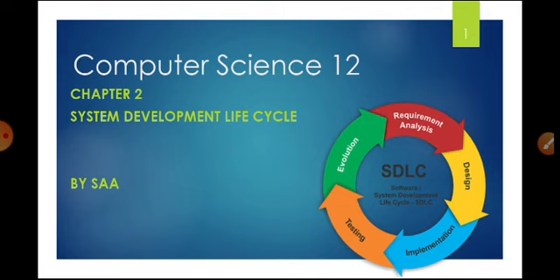Currently, we are studying chapter number 2, System Development Life Cycle or Software Development Life Cycle. In previous lectures, we have studied its objectives, its importance and its phases. Today we are going to start the next portion of the chapter, which is about the persons involved in SDLC.